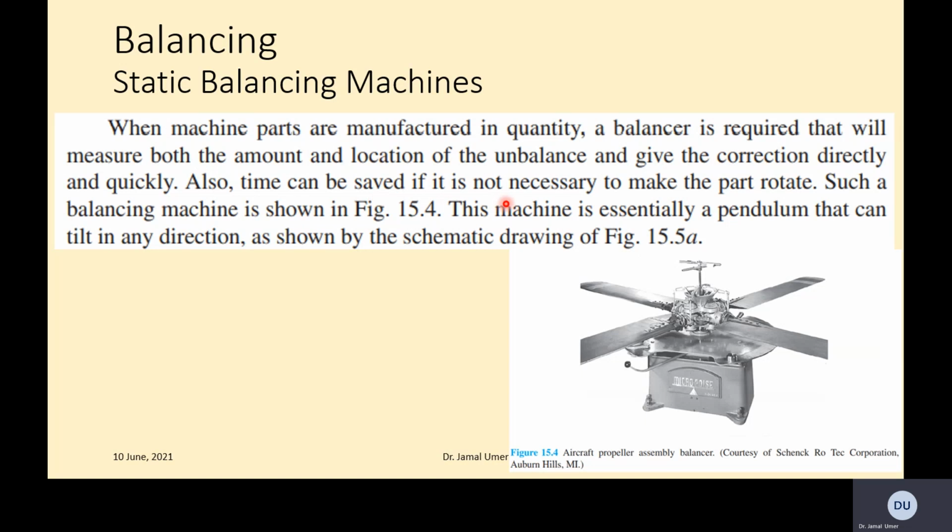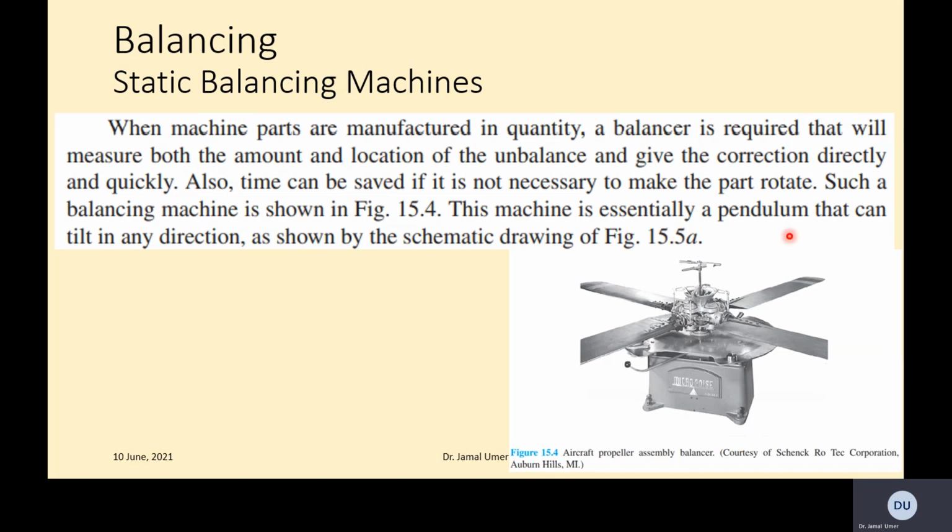Also, time can be saved if it is necessary to make the part rotate. So for such a component, this is one of the propellers sitting on one of the balancing machines. You place it and then you see if it's a static balance, if some wings are up or down, you will find out. If some wings are up and down, then in that case it means it's not balanced. And in the worst case, you rotate it and then you also find if it's balanced or not.